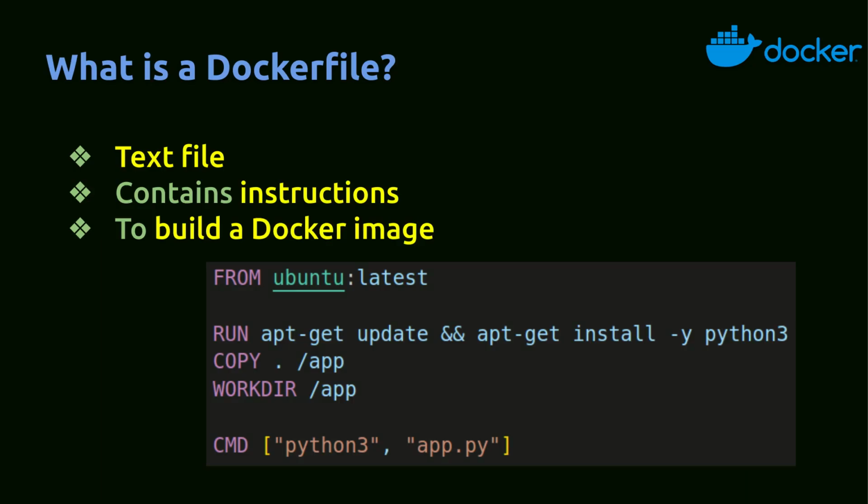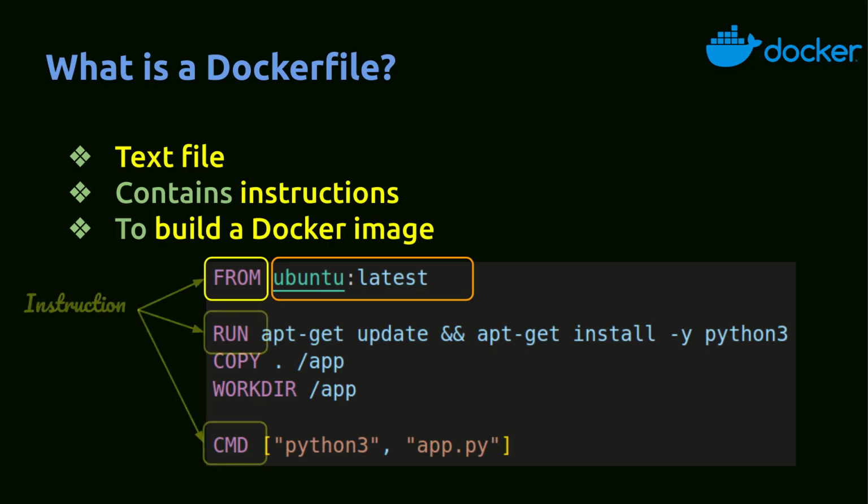So what does a Dockerfile look like? This is just a text file, and there are a number of statements, and in each and every statement there are two sections. The first section is called the instruction, for example FROM, RUN, COPY, WORKDIR, CMD, etc. These are what we call Dockerfile instructions. And the other portion, the right-hand side, is called the arguments. A single instruction can have single or multiple arguments.